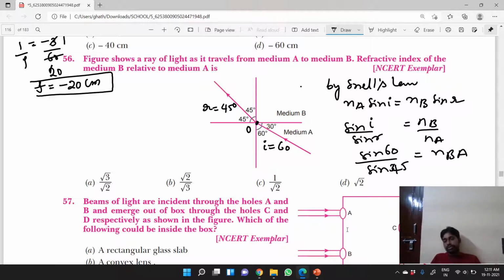This equals NB related to A. Sin 60 is root 3 by 2. Sin 45 is 1 by root 2. Root 2 times root 3 by 2 times root 2 is nothing but root 3 by root 2. So NB related to A is root 3 by root 2. So the answer for this question is A, the correct answer.